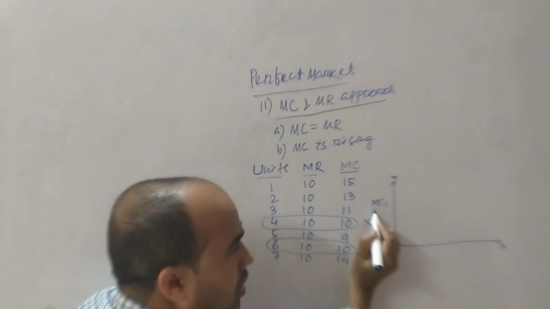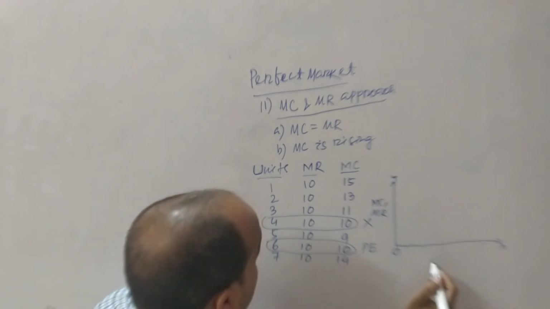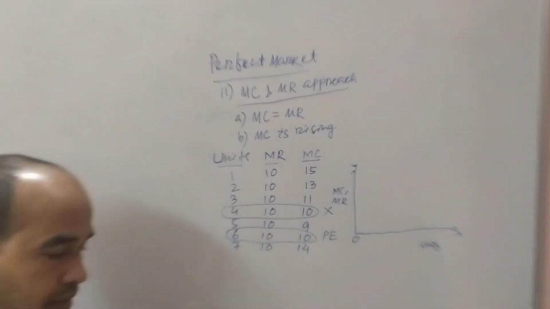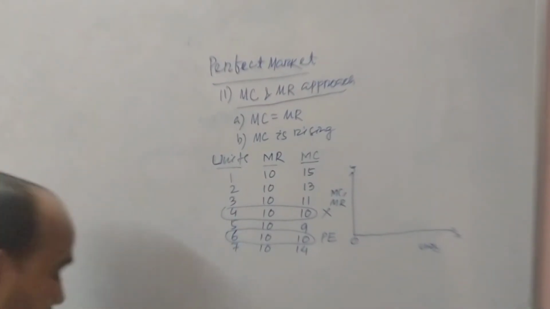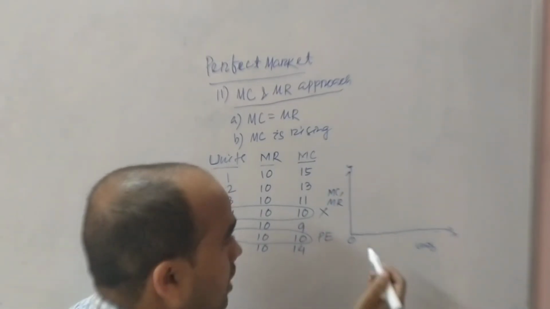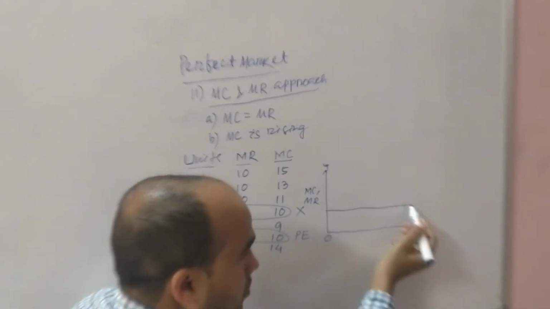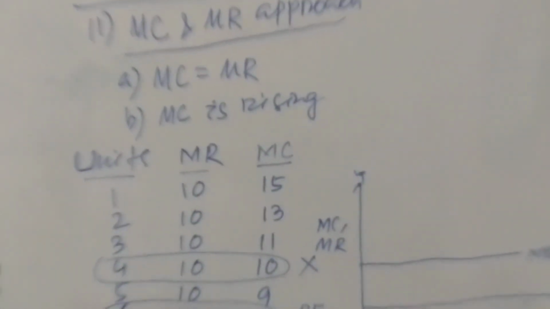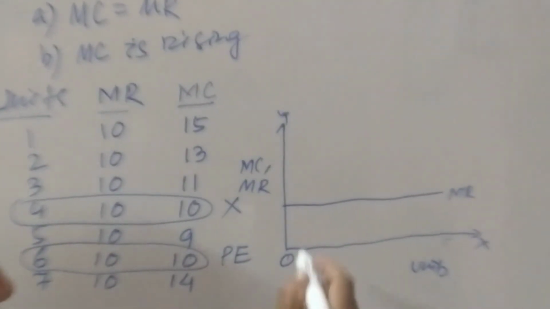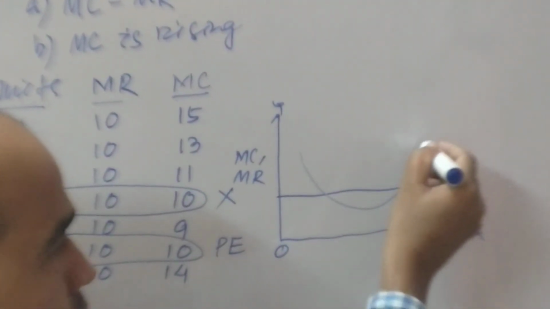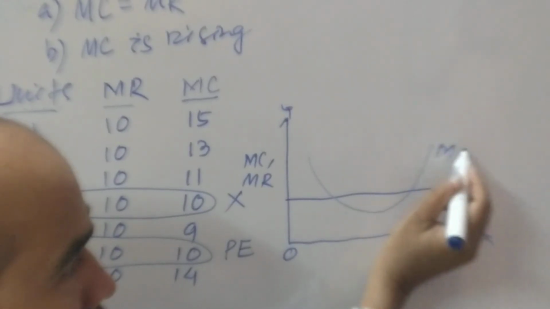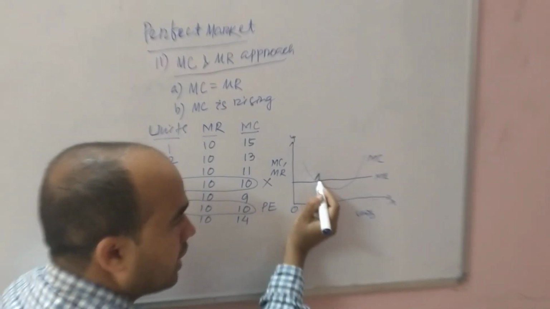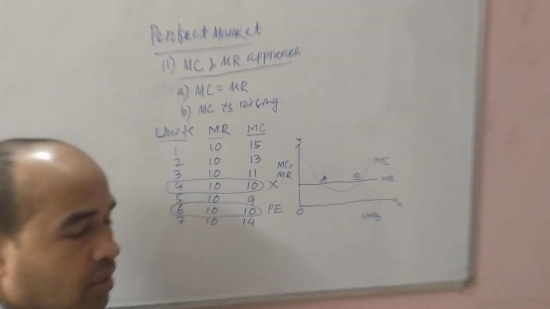On the axes we have marginal cost and marginal revenue, and here we take units of output, whatever you take. You have seen that marginal revenue remains the same. Then you draw marginal cost. You know that marginal cost is U-shaped. At what point is the producer in equilibrium? Suppose you give a point A and a point B. At point A or at point B?